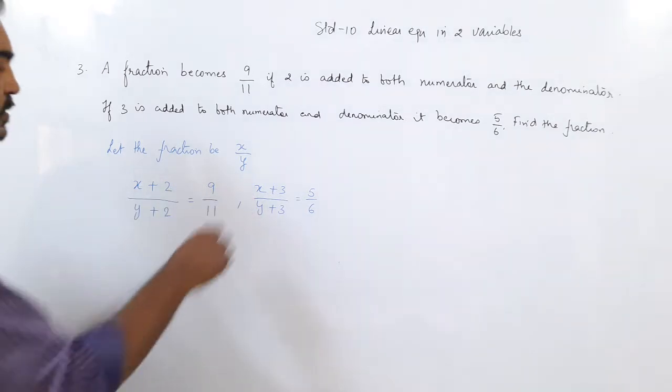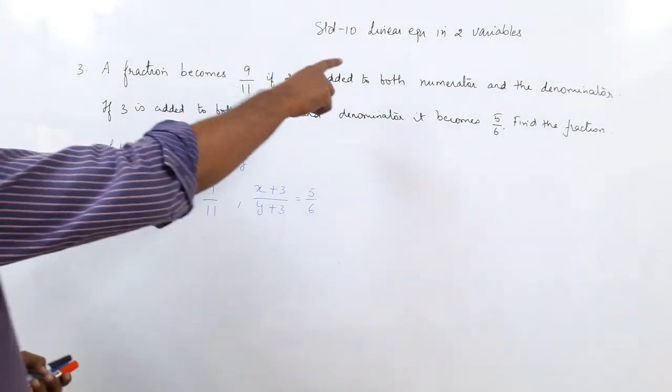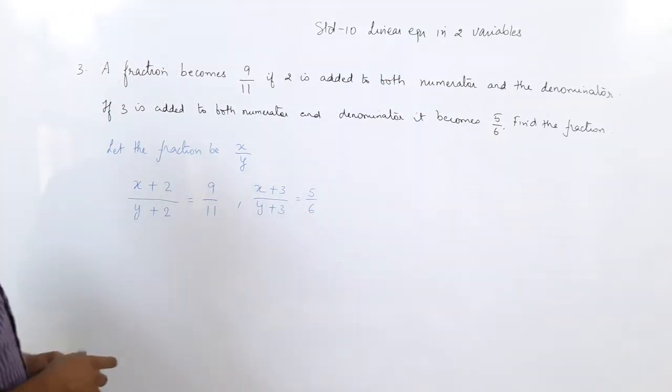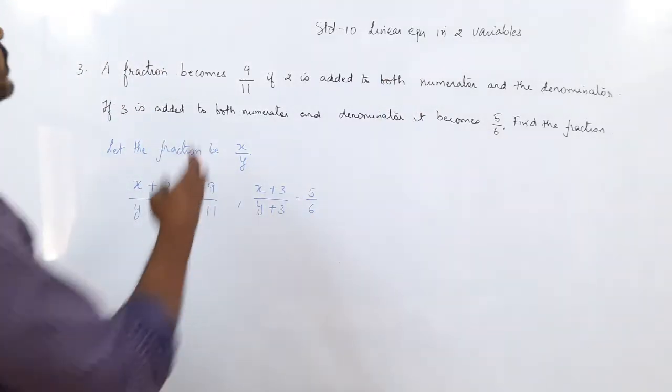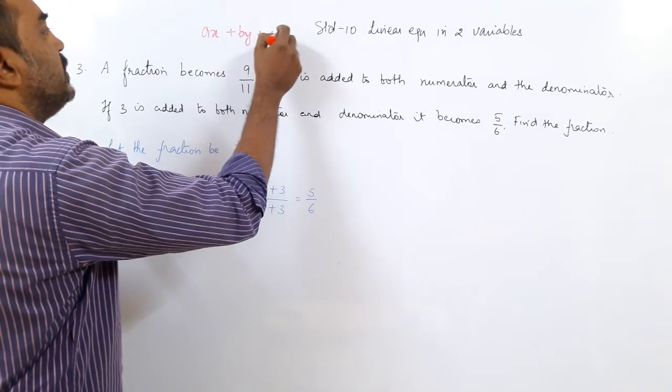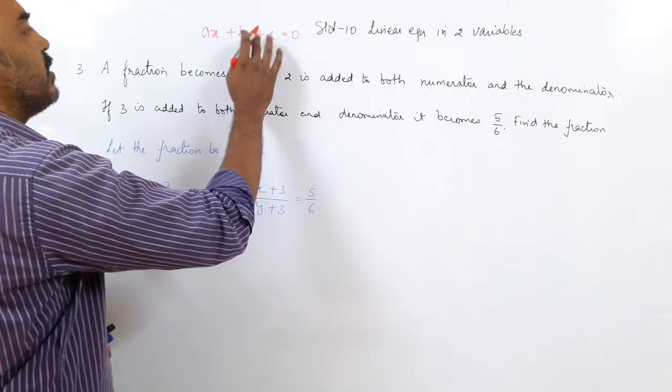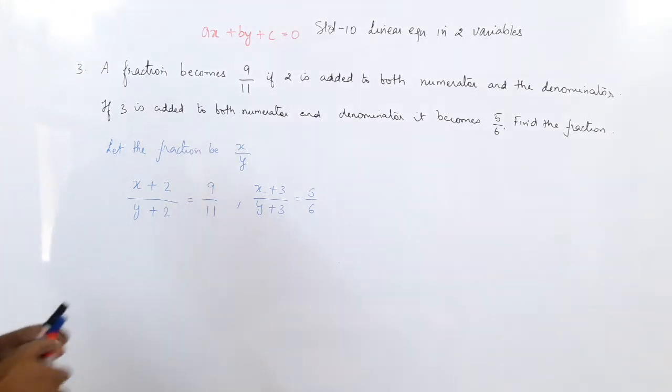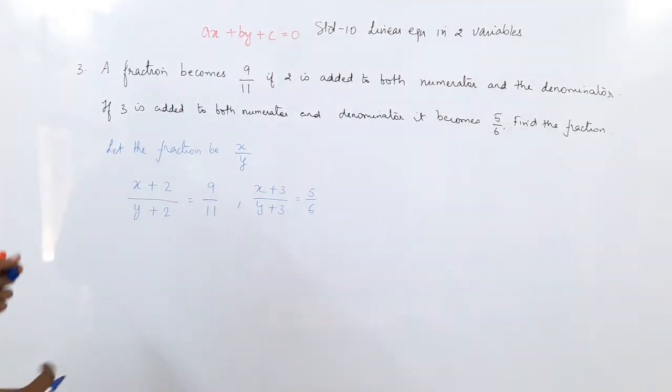Now, if you see this, it is not in the form which we did. Which was the form we did? The form that we did was ax plus by plus c equal to 0, or ax plus by equal to minus c, but this is not in that form. So first we have to bring it into that form. How do we do that?